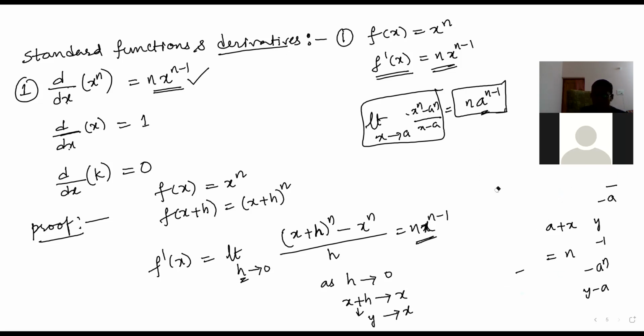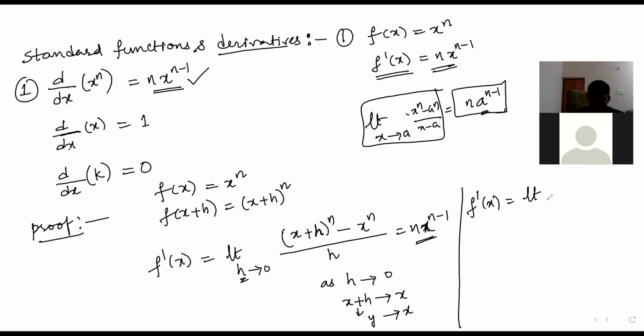Then what should you do? You should write f dash of x equal to the limit, here y tends to x, and in the place of x, y is there. So this is y to the power of n minus x to the power of n. And h is what? Since x plus h is taken as y, h becomes y minus x. So the result is n into a to the power of n minus 1, where a means x.